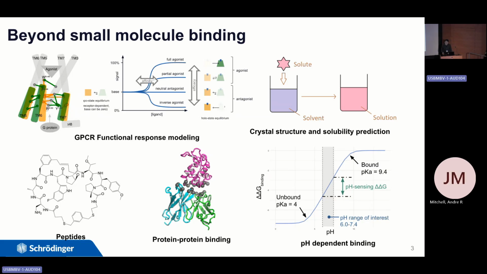Another example, so after obtaining the development candidate, how do we choose the most appropriate formulation for the final drug product, the crystal structure prediction, solubility calculations? So over the past few years, we made rapid progress in all these areas. So let's dive into each topic in detail.